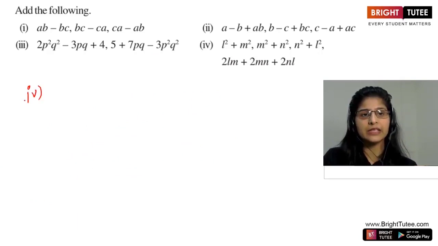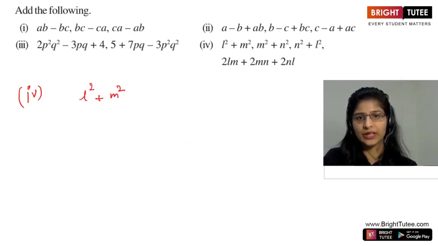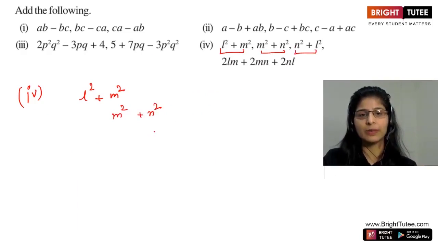In the fourth part, we have to solve l square plus m square. This is the first, as you can see. The second is m square plus n square. The next is n square plus l square. N square and l square will be written below l square.